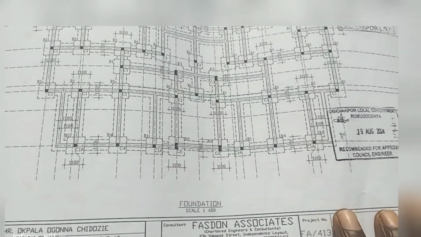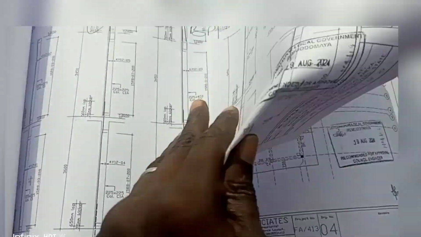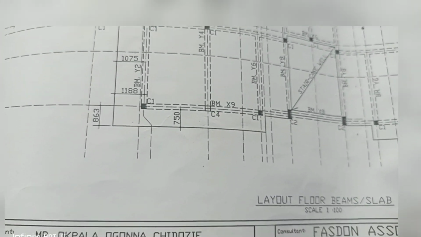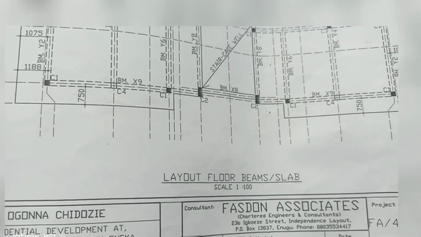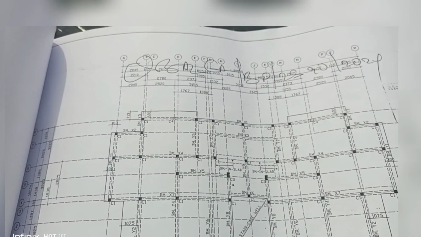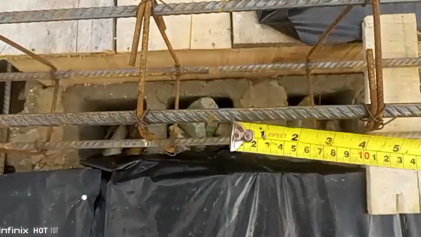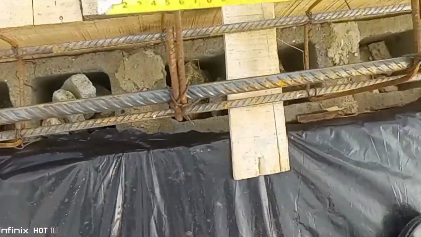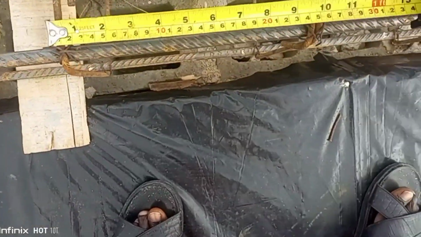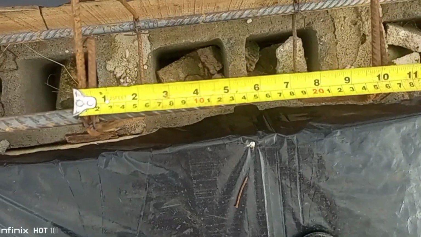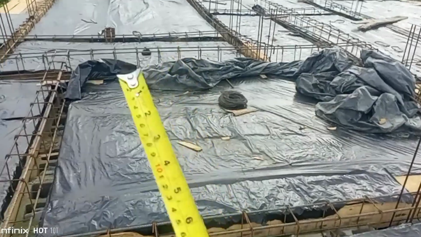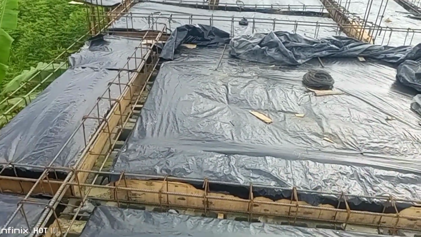Now what we have here is a foundation layout. Now we have the layout floor beam slab. This shows you all the patterns of the dead load. And it tells you the different bars per beam, the spacing of your beam. Take a look at what we have here: the spacing of your steel rope. We have 250, which is 10 inches. Look at it, 10 inches. So there's no reason why somebody should omit or assume the structural aspect of this building.